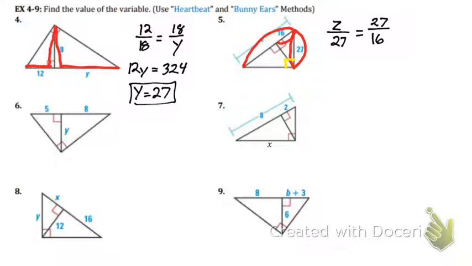All right, so that's going to give me 16z equals 27 times 27, which is 729. And z is going to equal, well, not anything super nice. We're just going to put 45.6.